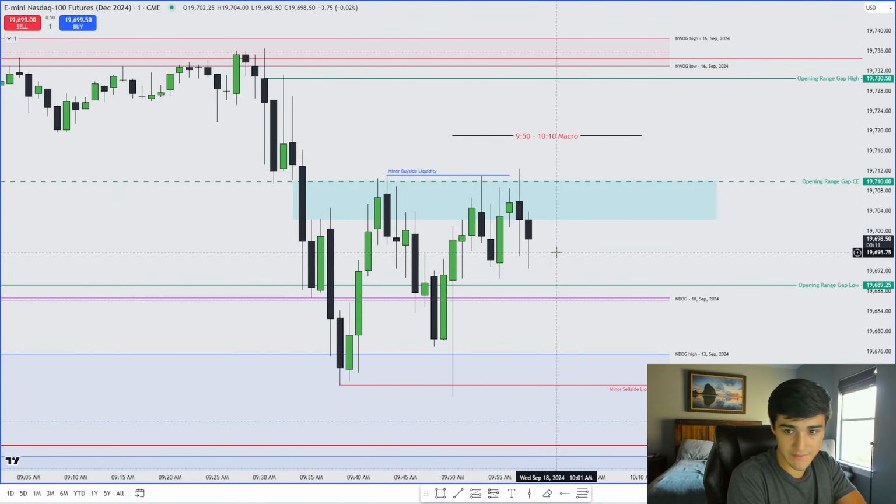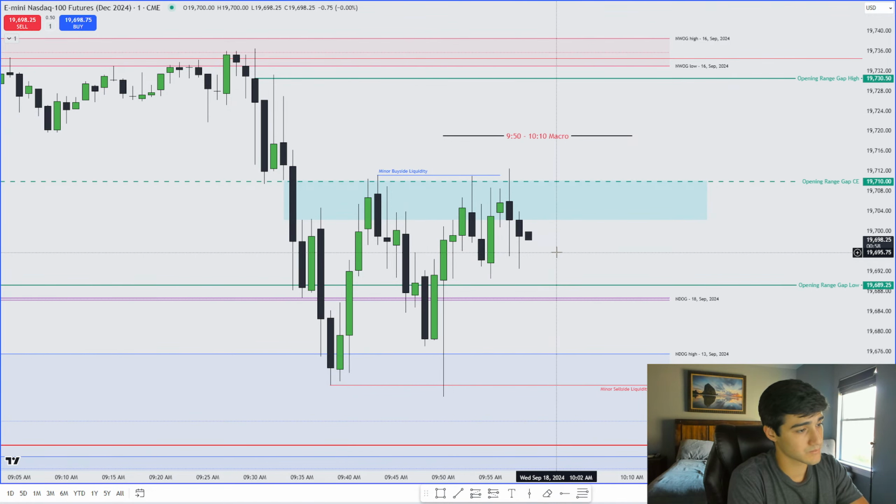There's a lack of separation between the ranges. We have no imbalances forming. Nothing I want to be involved in. We just had that initial drop down at 9:30, and since then, it's been dry.